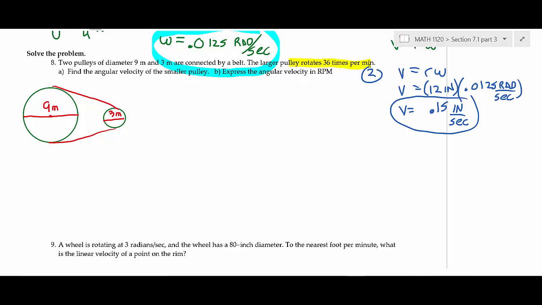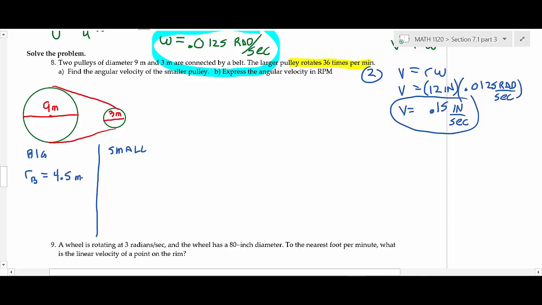So let's get organized and write down what we have. Let's divide our paper up into two parts: the big circle and the small circle. Now, what we have is the radius, and I'm going to use a subscripted variable for the radius of the big circle. If the diameter is 9, what's the radius? 4.5. Remember, a radius is half of a diameter, so that's going to be 4.5 meters.